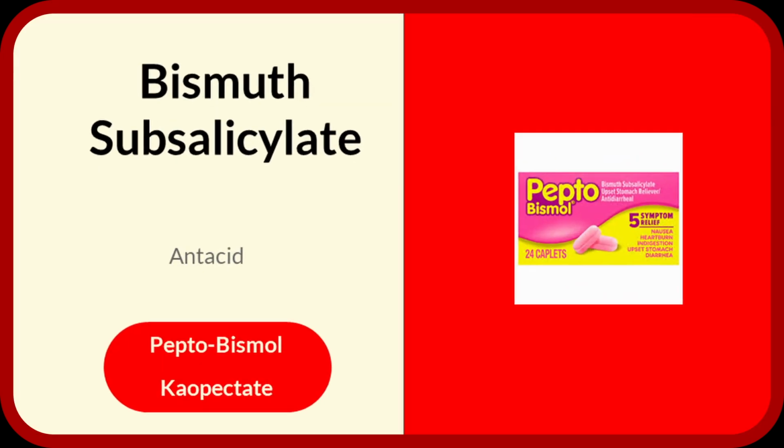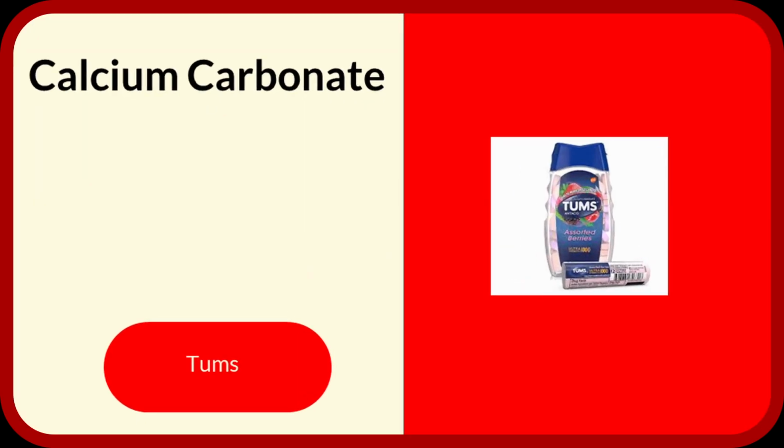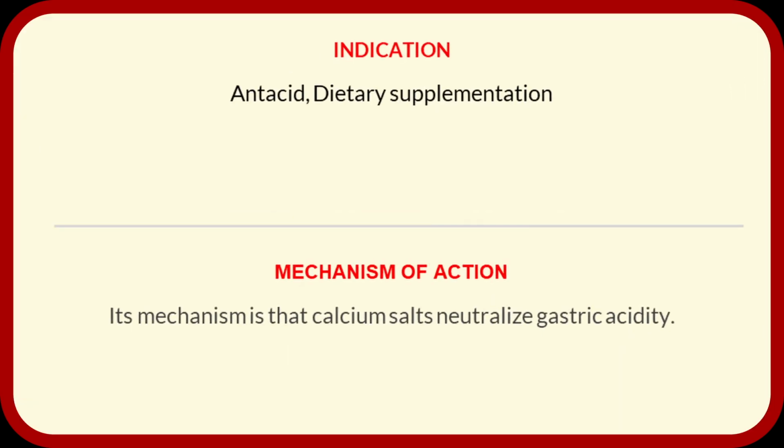Now for antacids. Bismuth subsalicylate, with brand names like Pepto-Bismol or Kaopectate, is used for diarrhea, heartburn, and nausea. Bismuth has demonstrated numerous actions, including antibacterial activity and protective effects on the gastric mucosa, while the salicylate has antisecretory properties. Calcium carbonate, with the common brand name Tums, is used as an antacid and for dietary supplementation.